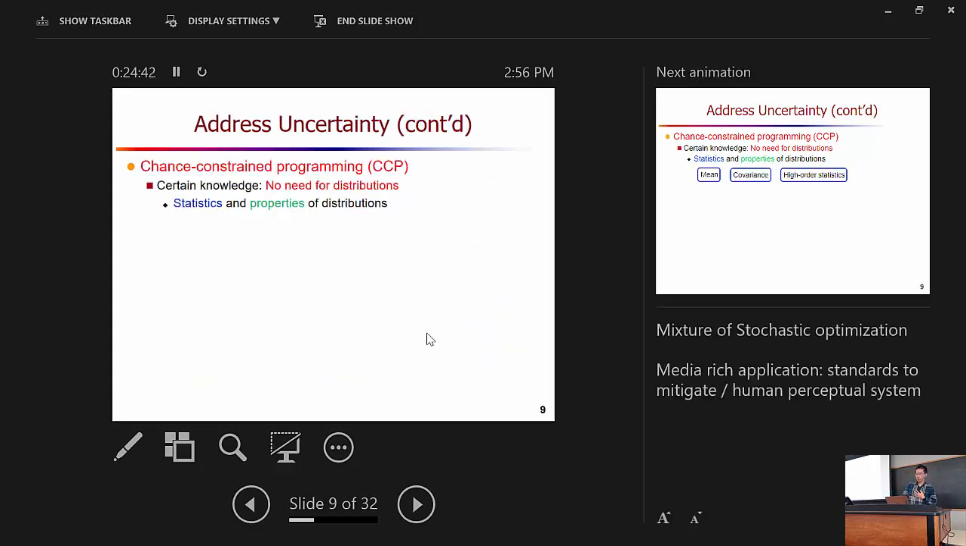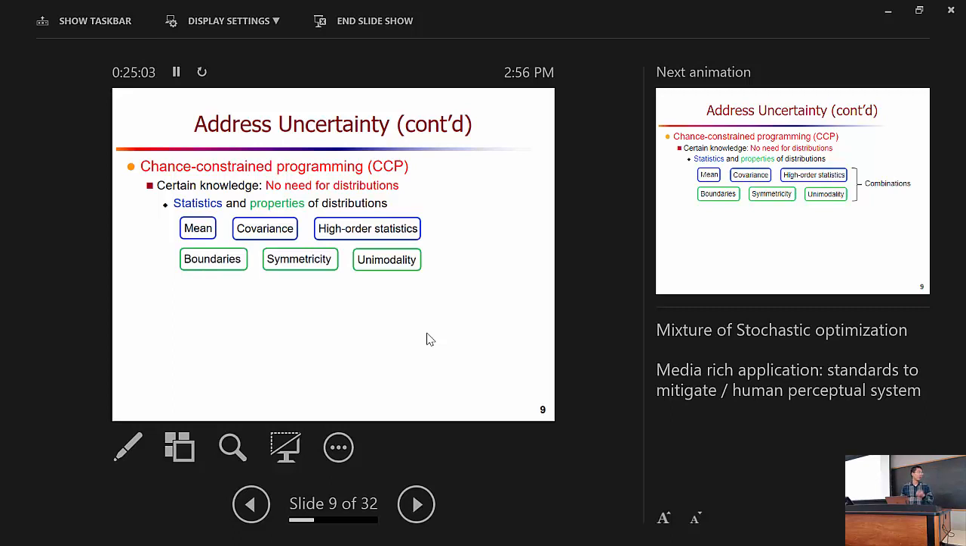So what we propose today here is called chance constrained programming. This is relatively new in our research community. Compared with stochastic programming, it does not need distributions. It's based on statistics and properties. Statistics means the mean, the covariance, some kind of high order statistics. Property means what the boundary is, or that I know the distribution is symmetric, or I know the distribution is from a certain model. This kind of property of the distribution. It's very flexible. Whenever you have a probability constraint, you can use chance constrained programming.